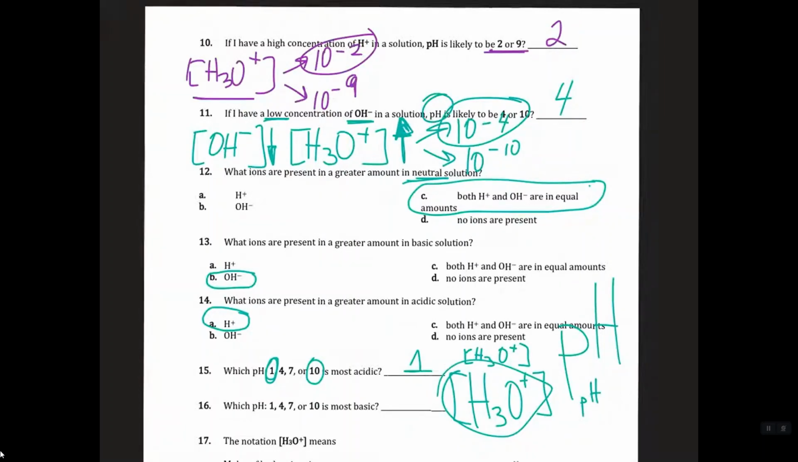Which pH, 1, 7, or 10, is most basic? Well, if it's basic, that means I have a small amount of hydronium ions. Then my pH has to be big. That would be 10.